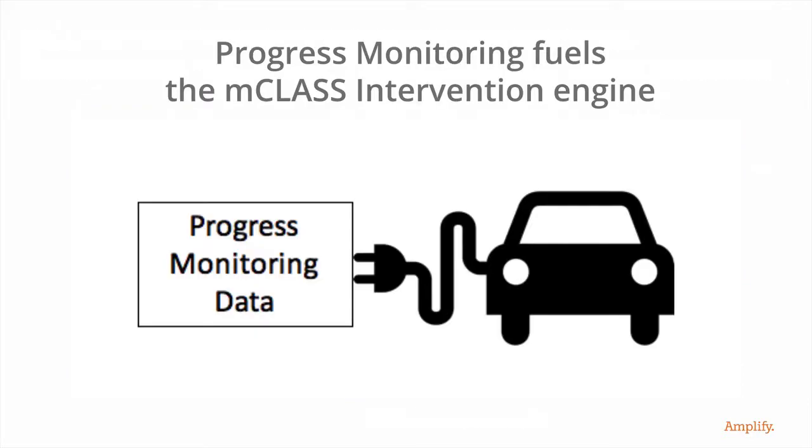Every other week, on the same day, you'll progress monitor to track students' mastery of the skills they have learned in M-Class intervention and provide data for the next set of lessons. Progress monitoring data fuels the M-Class intervention engine. When you progress monitor accurately and consistently, you ensure that burst lessons are most strategically aligned to skills that students need. The progress monitoring data tell us what gains students are making and where they need additional support.